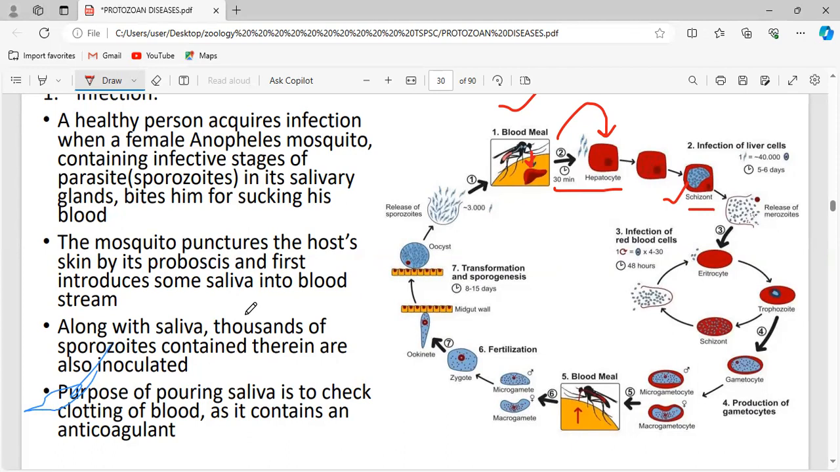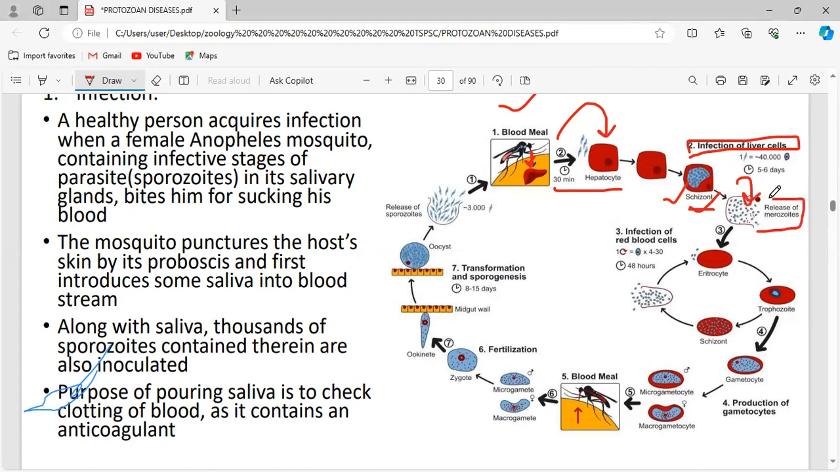I have explained this in the second class of protozoan reproduction. Zygogony is an asexual reproduction mechanism. Also, it is a type of multiple fission. In this, the sporozoite causes infection of the liver cells. Now, when the asexual reproduction takes place, zygogony takes place.